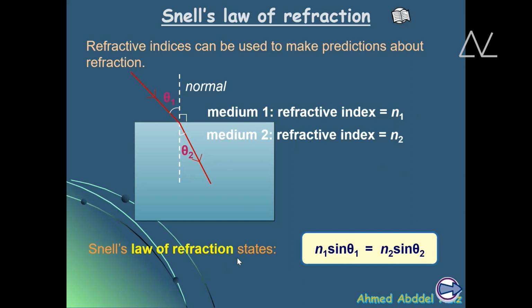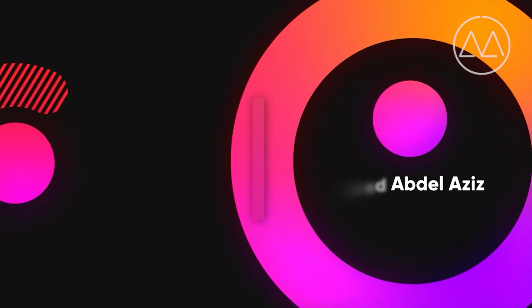So according to Snell's law, N1 sine I, which is theta 1, equals N2 sine R, which is theta 2. We can write it like this or in the form of fractions. N1 over N2 equals sine theta 2 over sine theta 1. Or we can say N12 equals sine R over sine I.